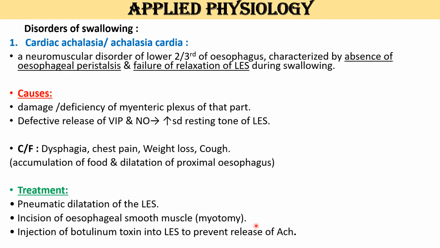It is a surgical procedure in which an incision is made on the esophageal smooth muscle to relax it. And the third is use of botulinum toxin injections, which are given to the lower esophageal sphincter to prevent the release of acetylcholine and to relax the lower esophageal sphincter.